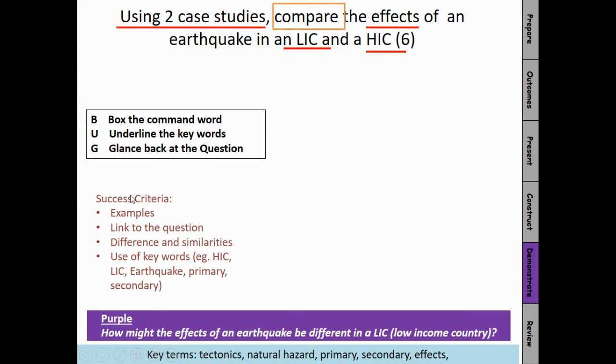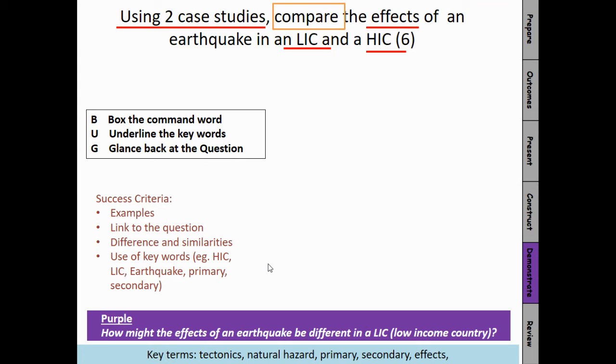Okay, so again, you'll see here we've got a success criteria. This is what the teachers would use as a little tick sheet. It's a little bit of a tip to leave it here for you, because then you know, have you included all of these? Have you included examples? Does your answer link to the question? So have you compared it? Have you spoken about both of these? Have you included differences and similarities? And have you used keywords?